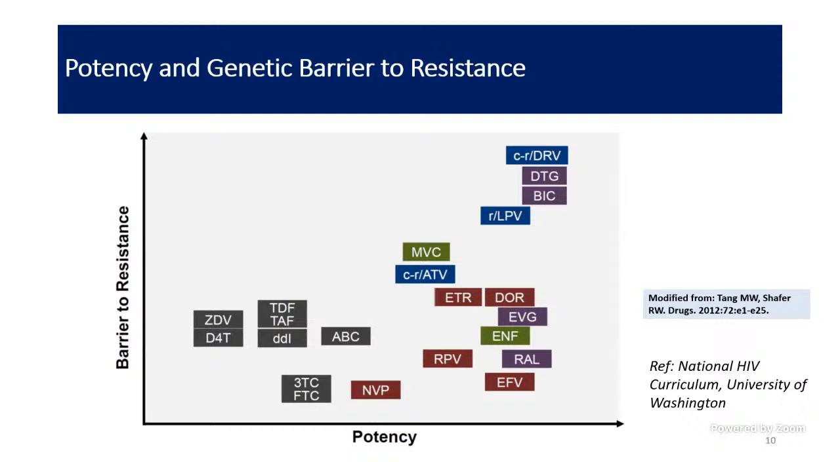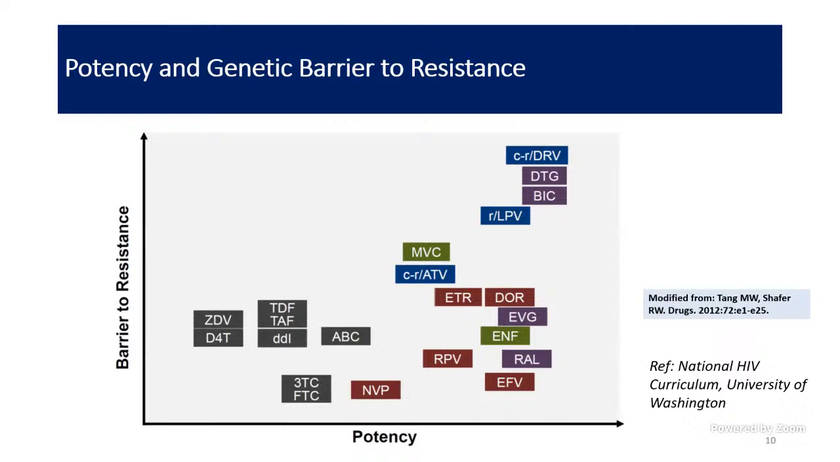Now, coming to the potency versus resistance graph, we see that on the left-hand side, we have zidovudine and stavudine, tenofovir, TAF, abacavir, 3TC, and emtricitabine. All these drugs, along with nevirapine, have a low genetic barrier. Having a low genetic barrier, they result in resistance patterns developing. First, as we know, minor mutations happen, and the minor mutations accumulate to give rise to major mutations. So the drugs on the left-hand side of the graph have a higher propensity to develop resistance.